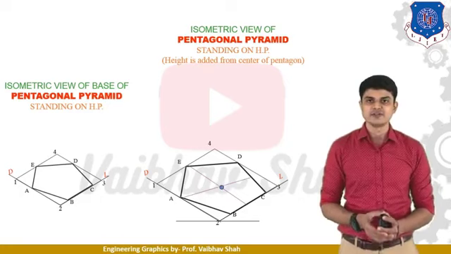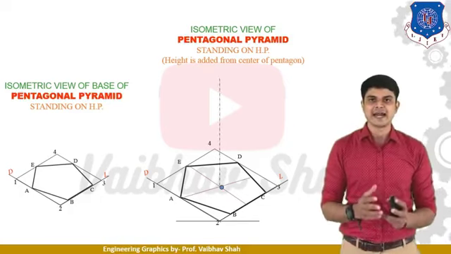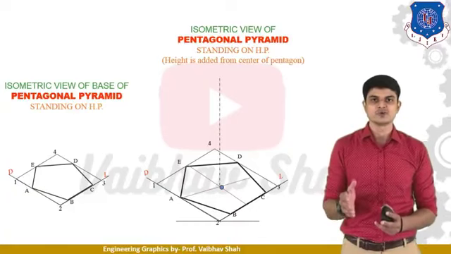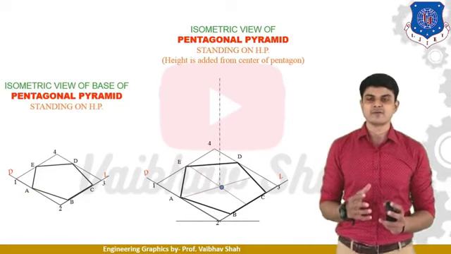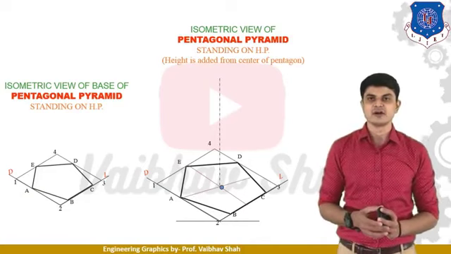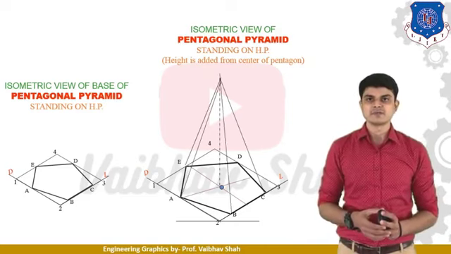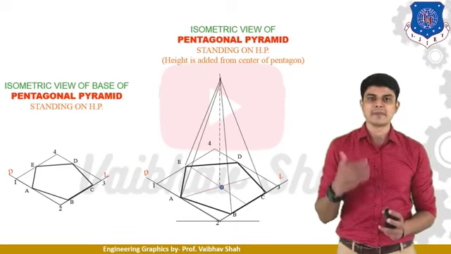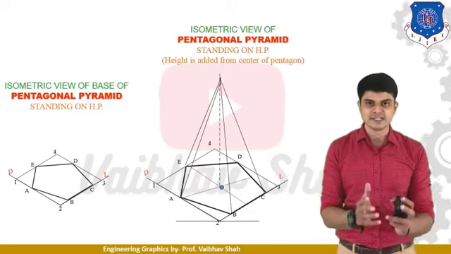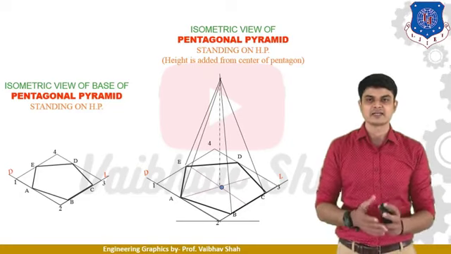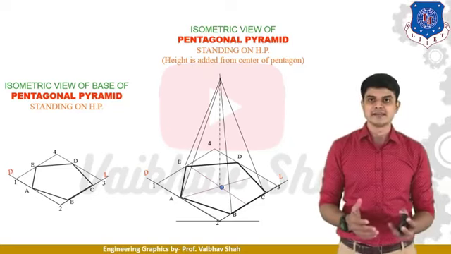After getting the center point, you need to draw one vertical line which shows the height of the pyramid. Let us suppose the height of the pyramid is 80 mm, so you need to draw an 80 mm vertical line. After drawing this axis, you need to connect this top point to each and every point of your base like this. Here observe, we are not connecting the D point because it is on the back side, so it can't be seen in your drawing. So this is nothing but your pentagonal pyramid resting on HP.